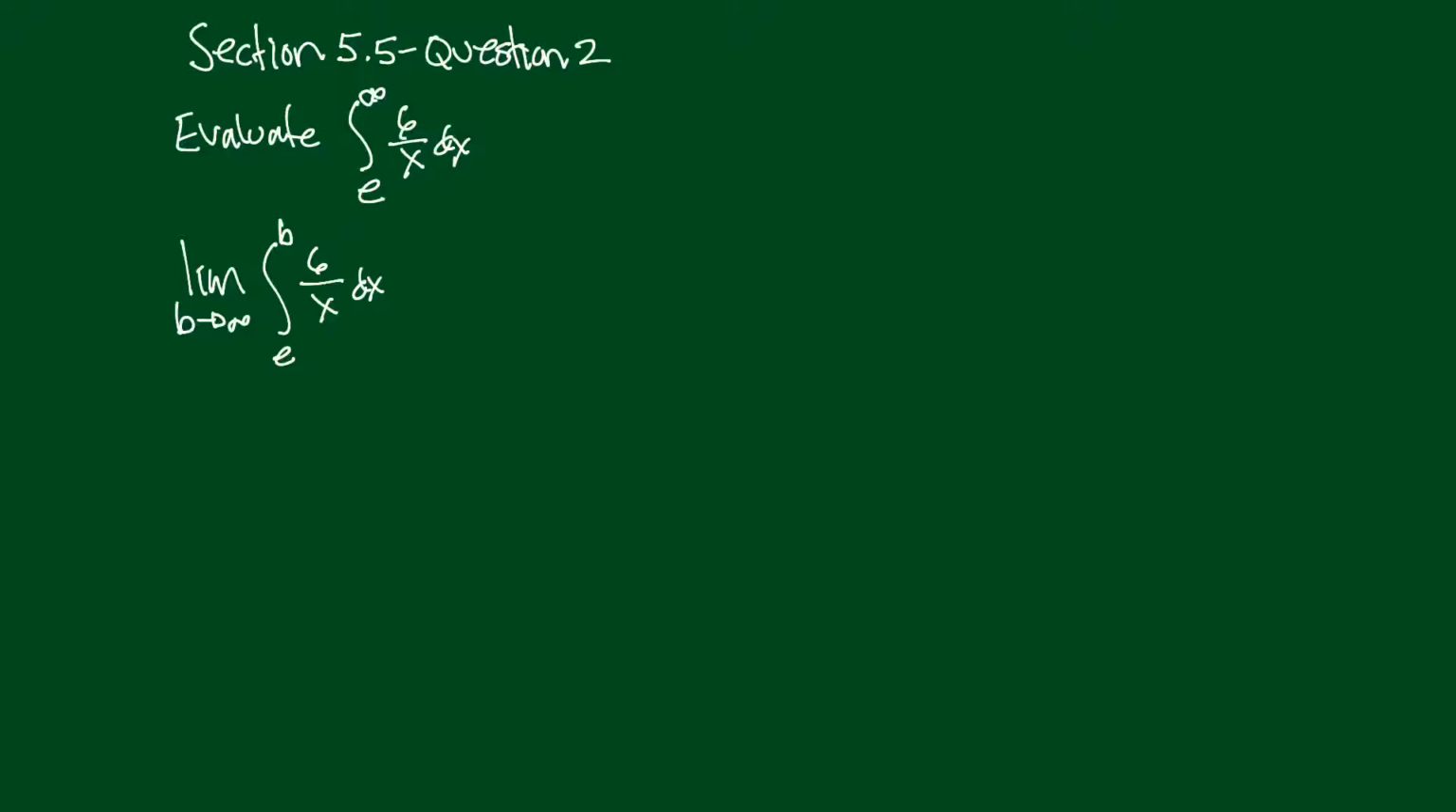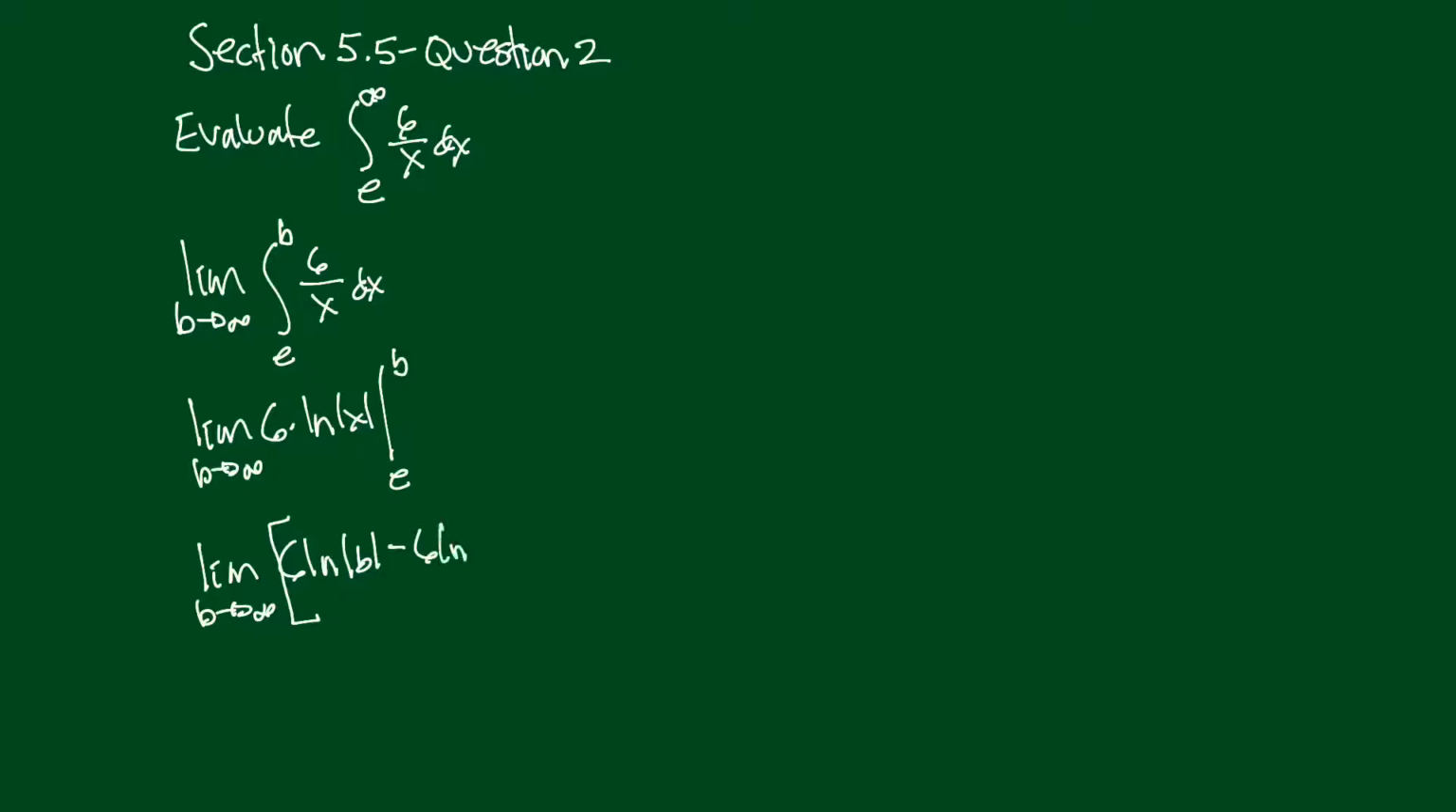And we could take that 6 out, or we can just write this. This is going to be the limit as b goes to infinity of, right, we're going to get 6 times, now the integral of 1 over x, we know is natural log of the absolute value of x, and we're going from e to b. So let's take the limit here as b goes to infinity of 6, now I'll write it all here, 6 times the natural log of, put in the upper limit, b, minus 6 times, put in the lower limit, natural log of e.